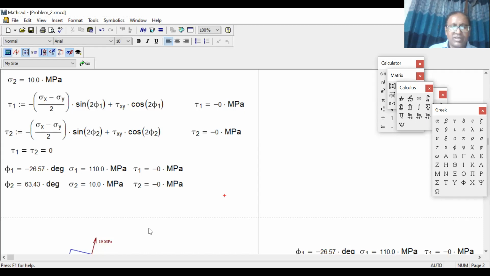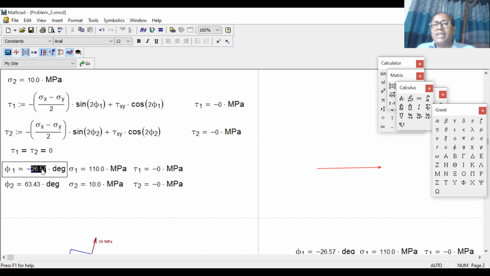At first, you draw our original x-axis. So our original x-axis was horizontal, right? Now at first you start with the smaller angle. Which is the smaller angle? Phi 1. If it's phi 2, you can start with the phi. Better to start with the smaller angle. So this one is minus 26.57. You remember, in the algebraic method, anti-clockwise angle is positive and clockwise angle is negative. So minus 26.57, that means we need to go in the clockwise direction.